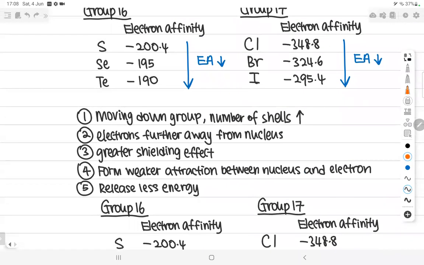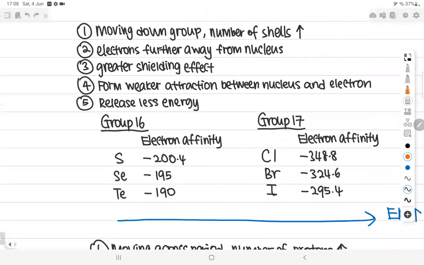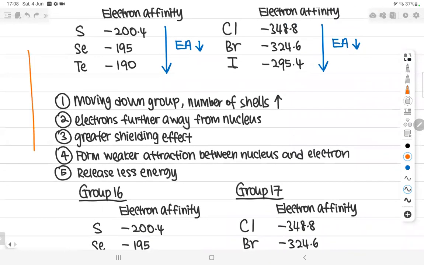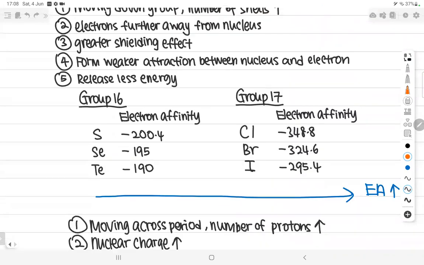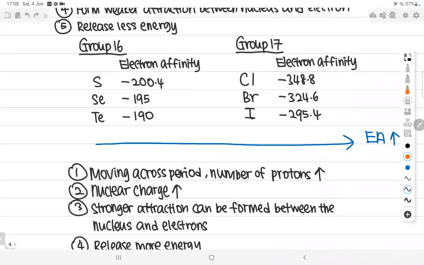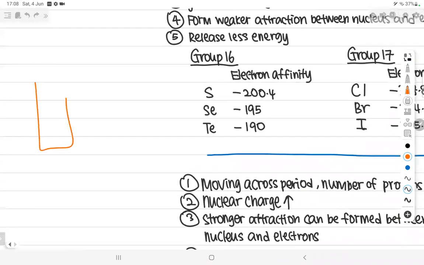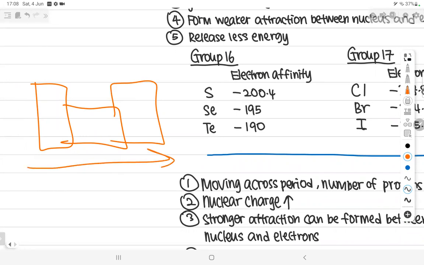Okay, so now let's look at this. This will be the last thing. Just now we were talking about moving down the group. Now we want to see what happens when we move across the period. We learned this in AS as well. If this is the periodic table, when you go from top to bottom, we call it moving down the group. When you go from left to right, we call it moving across the period.